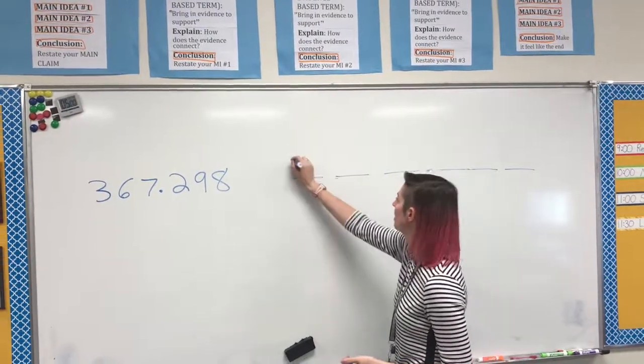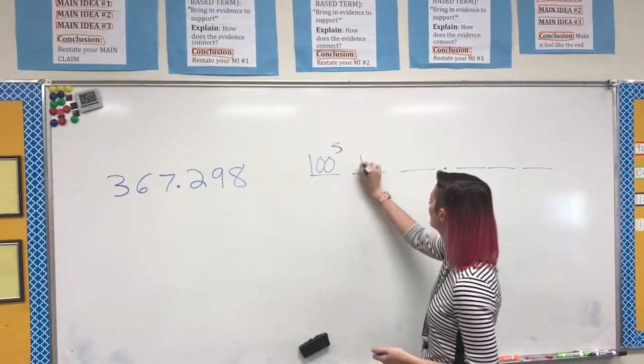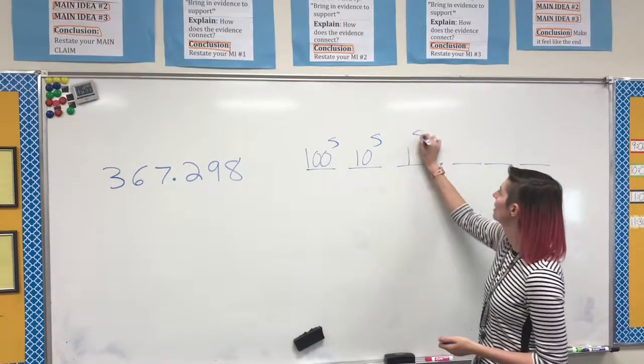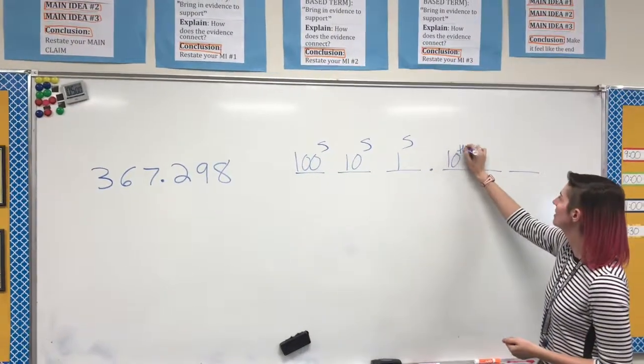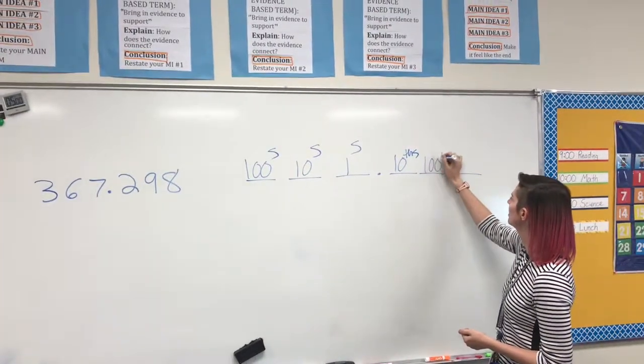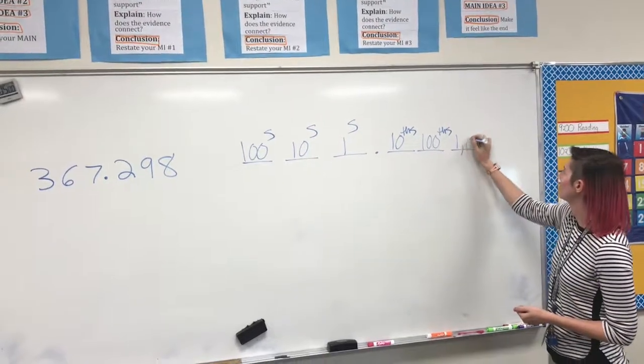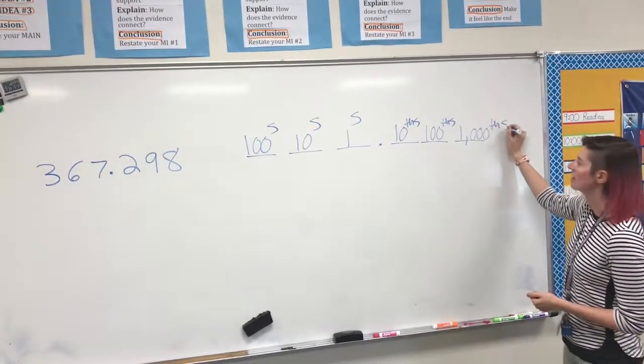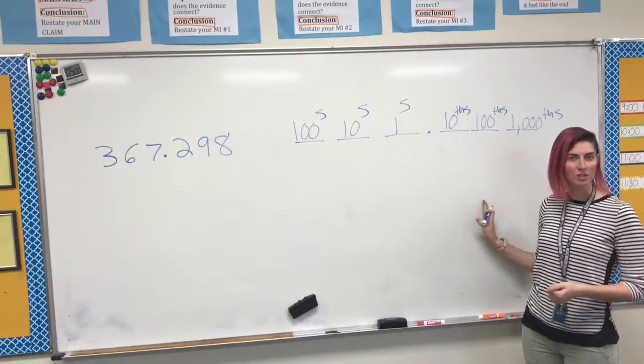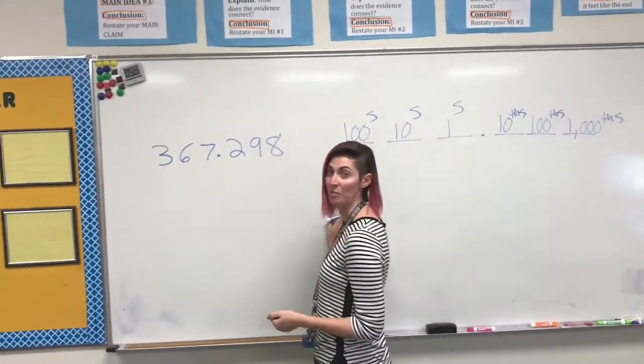Our place value here is hundreds, and then we have our tens, ones, tenths, hundredths, and finally our thousandths. We're going to take our number and put it into our chart to help us make expanded form more easily.